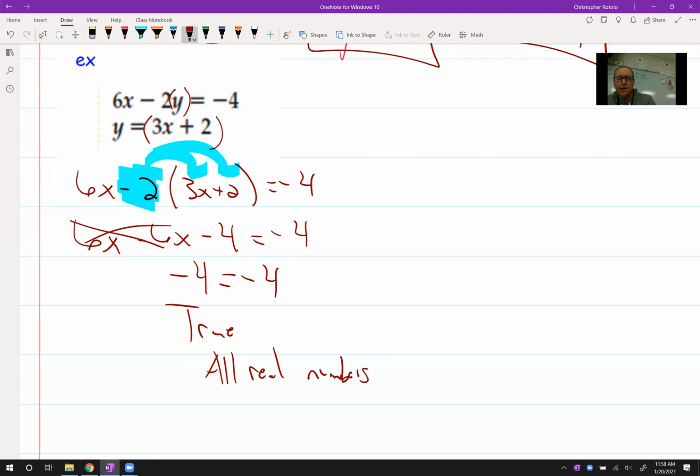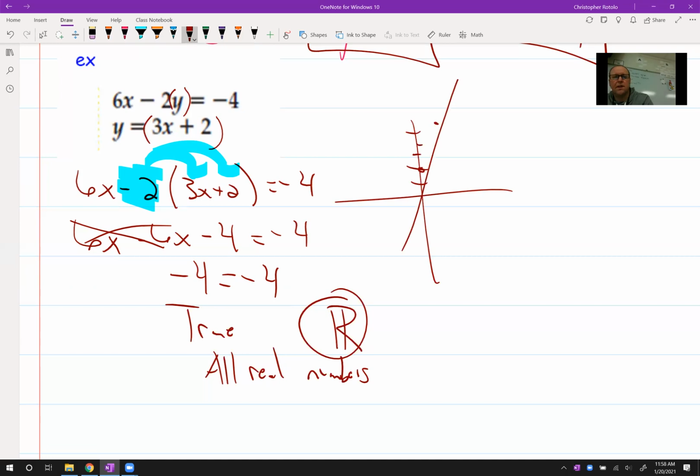Okay, you guys know I like to use the sign all real numbers. All right, so what's that mean? That means if I went to graph these, they would be the same thing, right? I'd have this line and I'd have this line right on top of it, because that's how I get all real numbers. So I want you to make that connection of what's going on here.